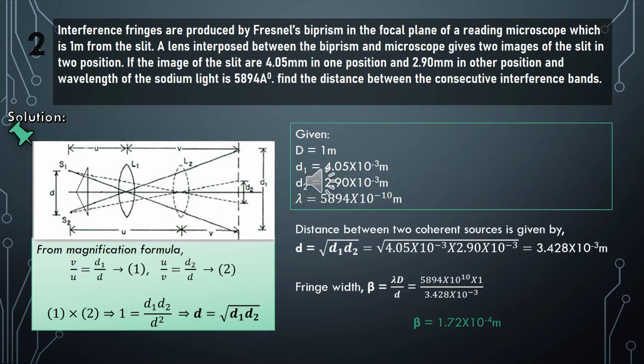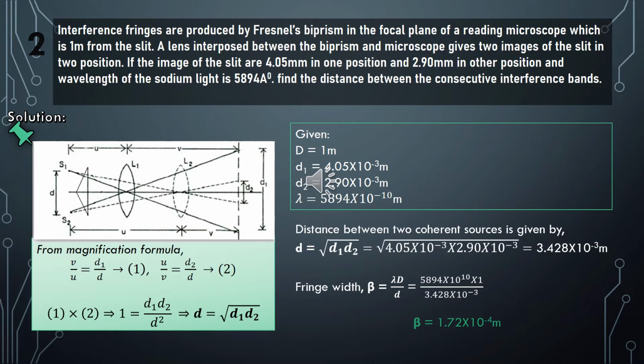Problem 2. Here we need to determine the fringe width. From the ray diagram we can see that when the image distance is V and the object distance is equal to U, the image size is D1 and the object size is D. And when the image and the object distances are interchanged, that is, the image distance is U and the object distance is V, then the size of the image is D2. So these are conjugate foci for a lens, which are set of points on the principal axis where the position of object and image can be interchanged.